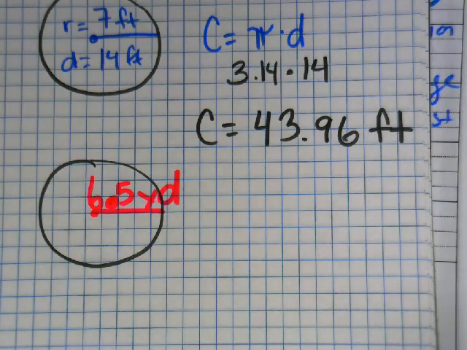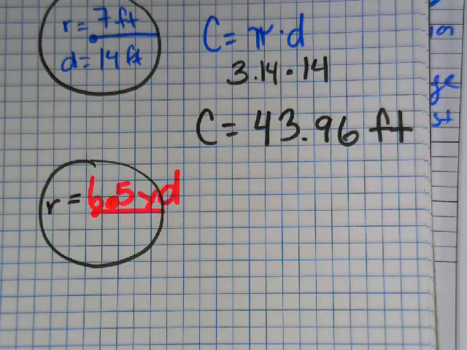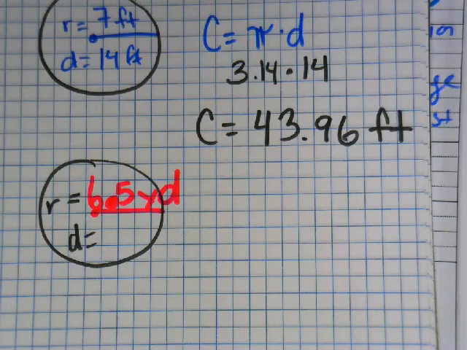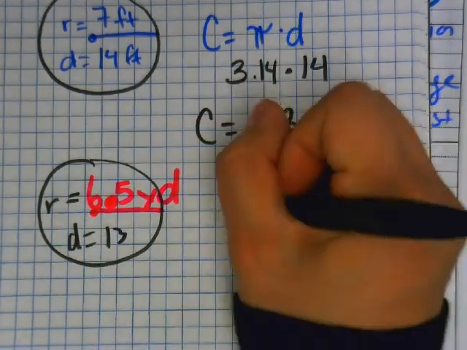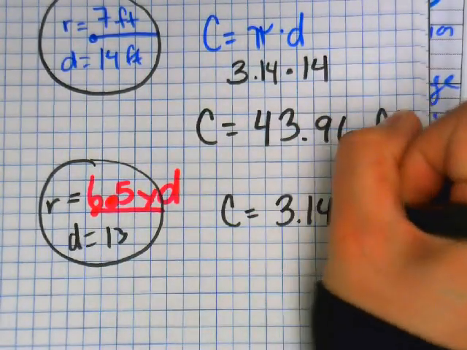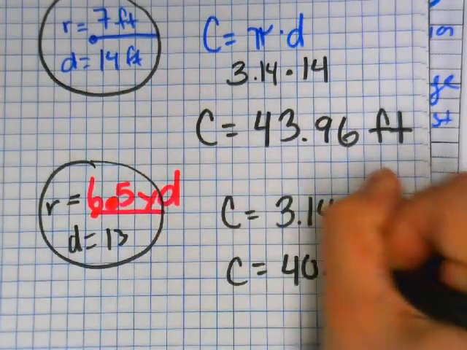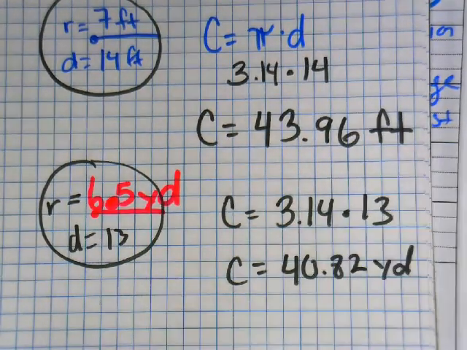All right. So this is our radius. We don't need the radius. We need the diameter. So 6.5 plus 6.5 was 13. And then we're going to plug it in. 40.82 yards. Okay? Pi times d. Pi times d.